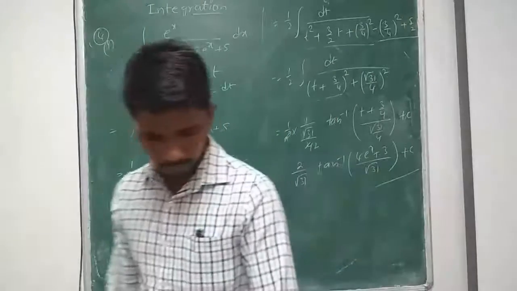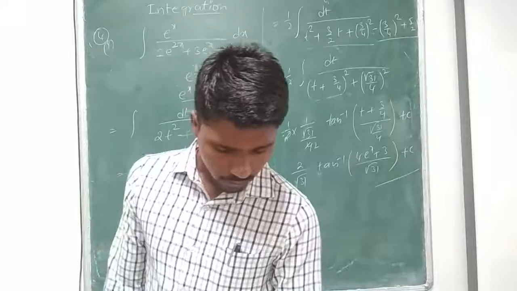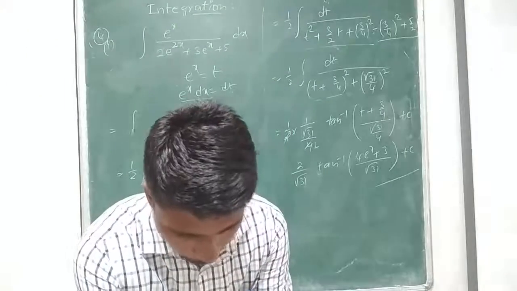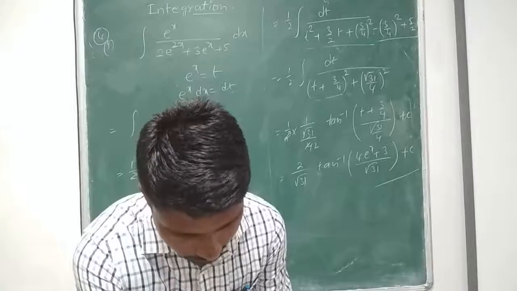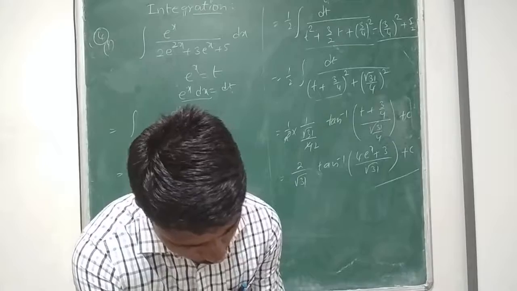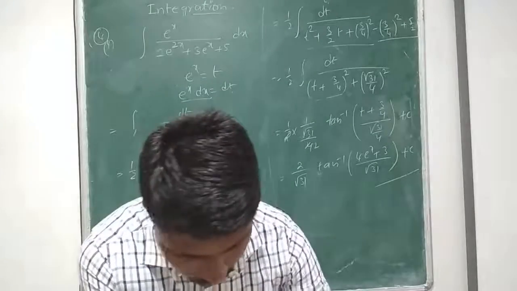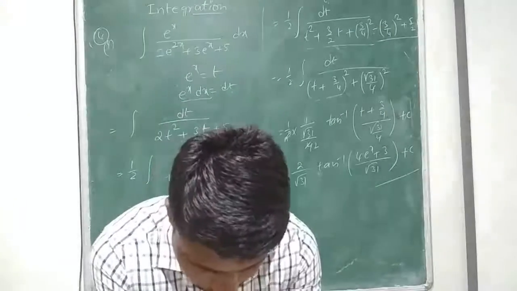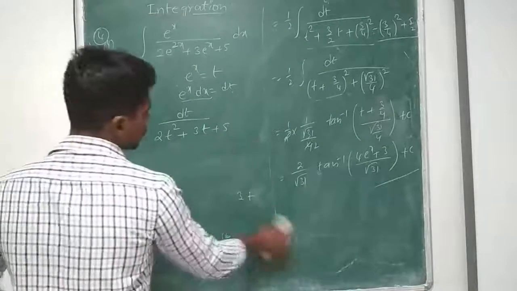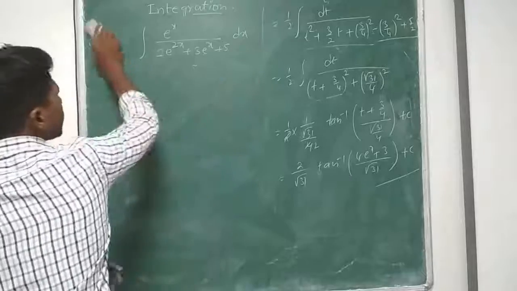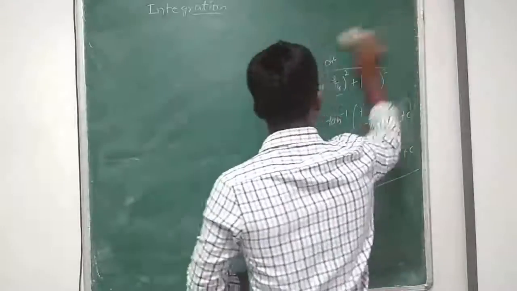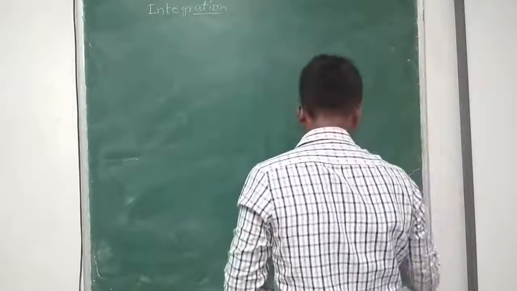After this, integral dx by root over 2x minus x square. So now come to the problems which are based on square roots, nothing but 1 by root of ax square plus bx plus c forms.